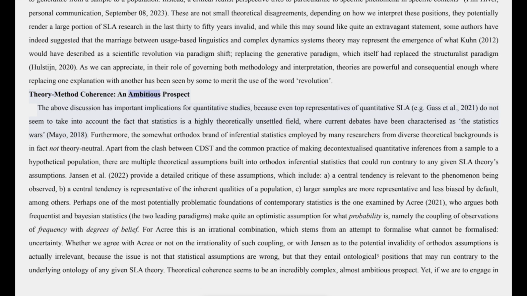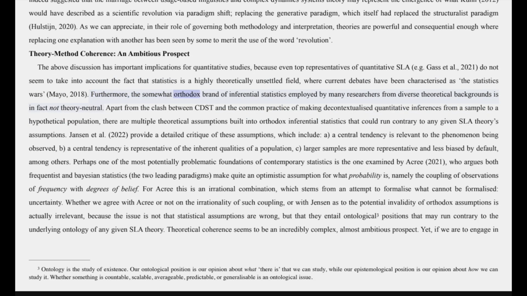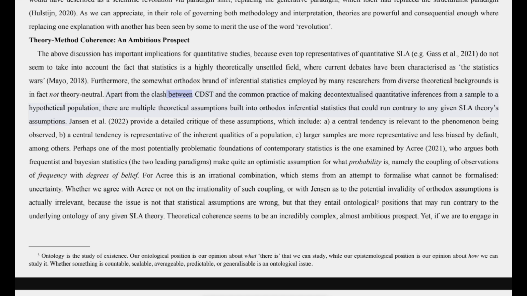Theory-method coherence, an ambitious prospect. The above discussion has important implications for quantitative studies, because even top representatives of quantitative SLA, for example Gass et al., 2021, do not seem to take into account the fact that statistics is a highly theoretically unsettled field, where current debates have been characterized as the statistics wars, Mayo 2018. Furthermore, the somewhat orthodox brand of inferential statistics employed by many researchers from diverse theoretical backgrounds is in fact not theory-neutral. Apart from the clash between CDST and the common practice of making decontextualized quantitative inferences from a sample to a hypothetical population, there are multiple theoretical assumptions built into orthodox inferential statistics that could run contrary to any given SLA theory's assumptions.